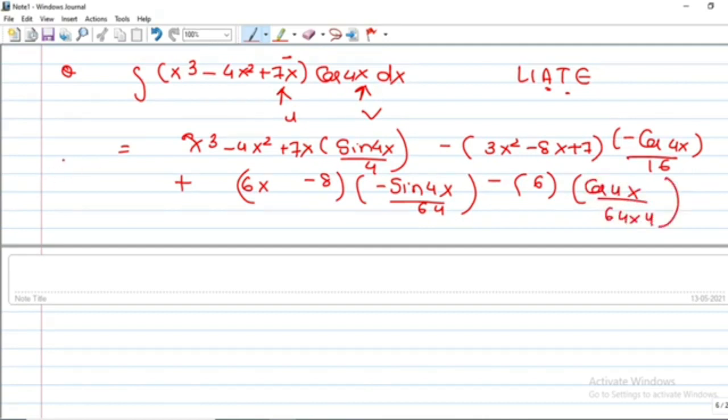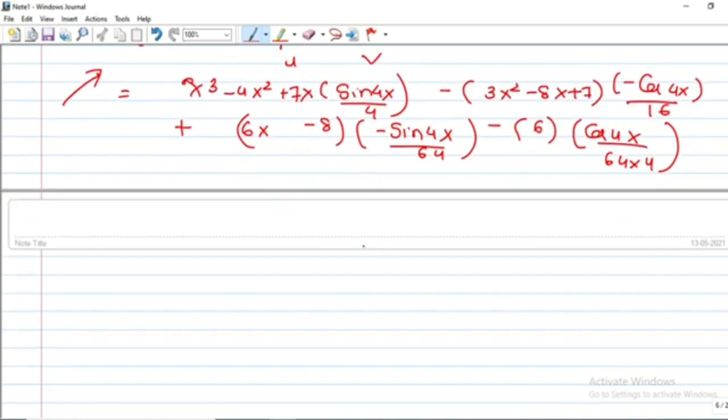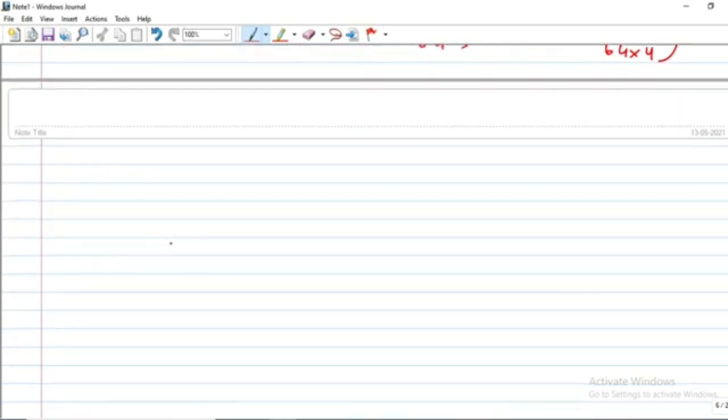So my whole intention was just to make you comfortable on how to solve algebraic, trigonometric and exponential using this method. Hope you have understood this. Now let's take one more example so that you understand the things more properly.